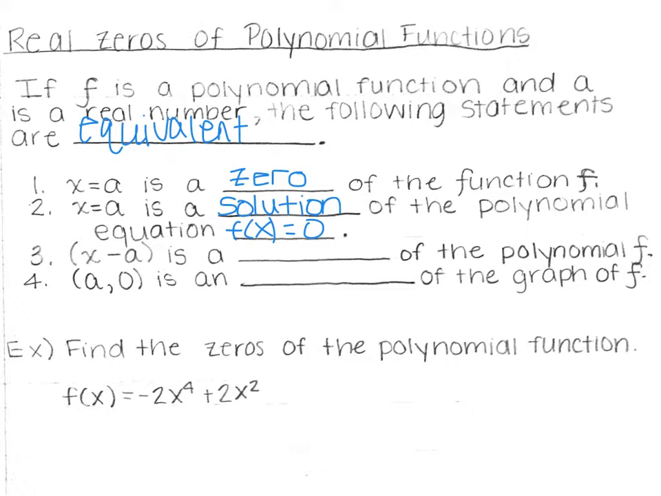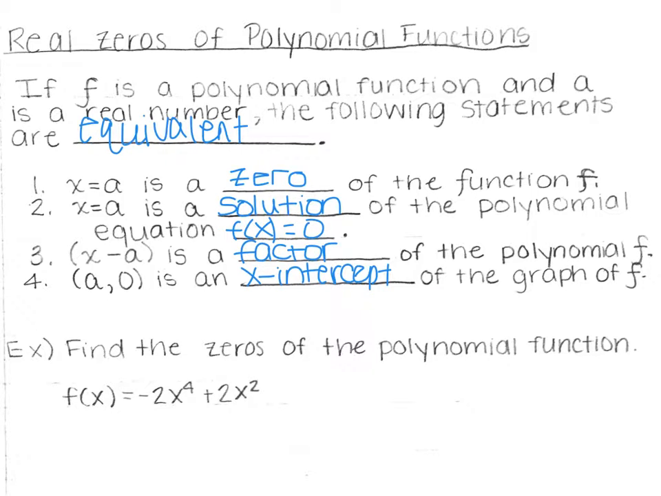x minus a is a factor of the polynomial f, and the point a comma 0 is an x-intercept of the graph of f. So all of these statements are equivalent. Anytime we set f of x equal to 0 and solve for a, we're finding the solution, we're finding the zero. We know that x minus a is a factor. We know that those solutions or zeros that we find are actually the x-intercepts of our graph.